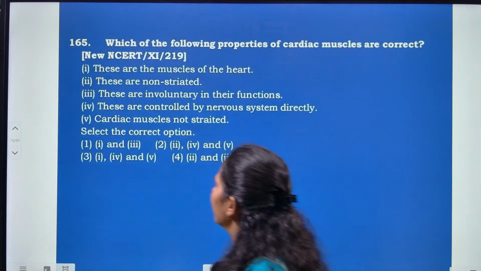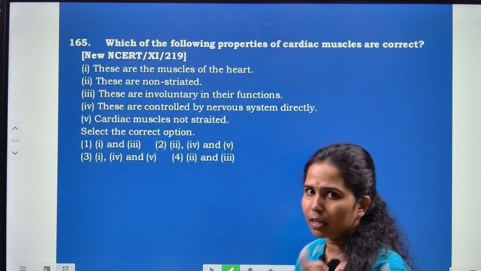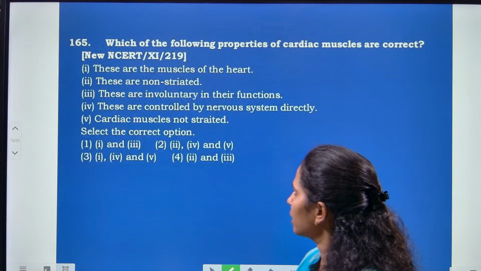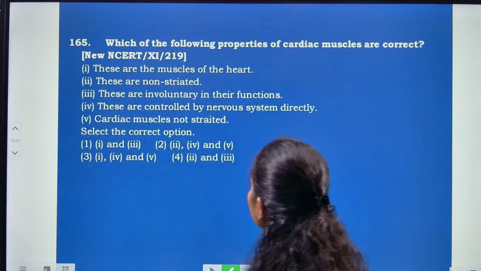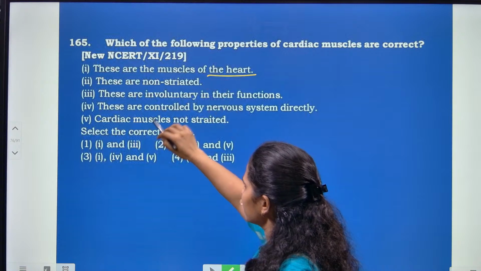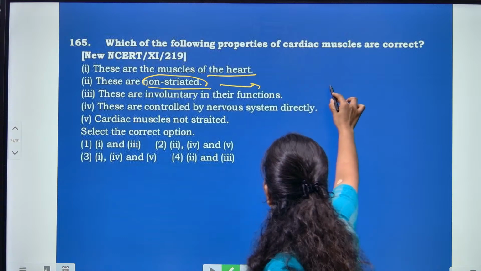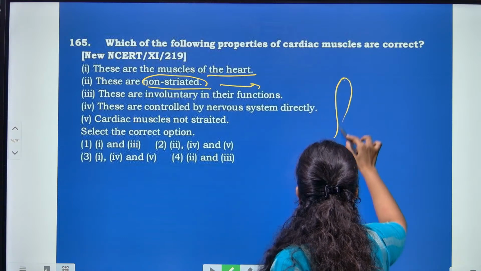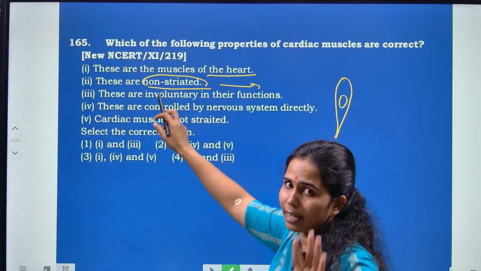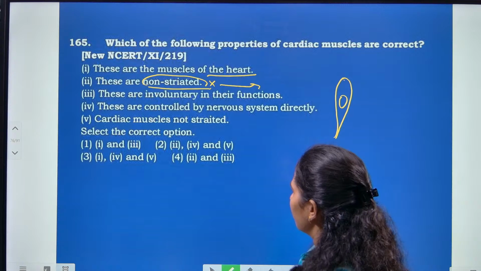Right. Now, which of the following properties of the cardiac muscles are correct? The muscle of the heart is called cardiac muscle, so let us see the characters of the cardiac muscles. They are the muscles of the heart. Yes, the heart is made up of specialized muscles called cardiac muscles. Are they striated or non-striated? If they are non-striated, then consider them smooth. Smooth cells are not striated and are uninucleated, but cardiac muscles are striated. So this character is not a character of cardiac muscle.